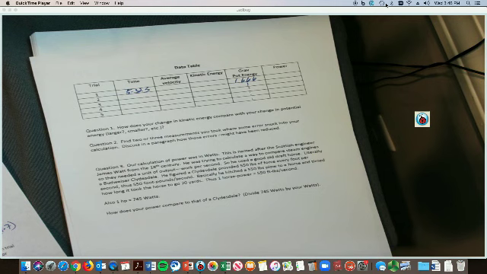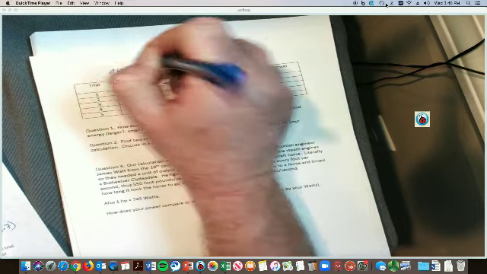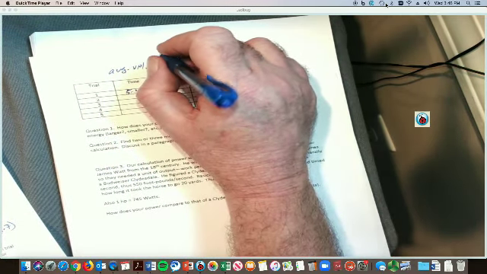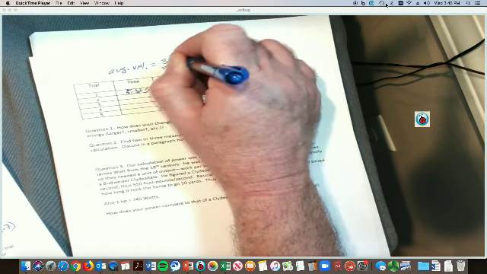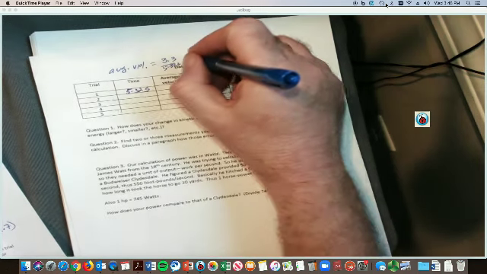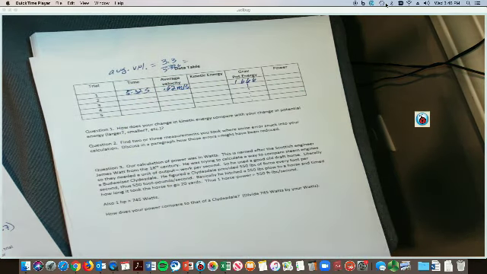So the average velocity is equal to the distance that I went, which was 3.3 meters, the diagonal distance, divided by 5.32 seconds. 3.3 divided by 5.32 is equal to 0.62 meters per second.